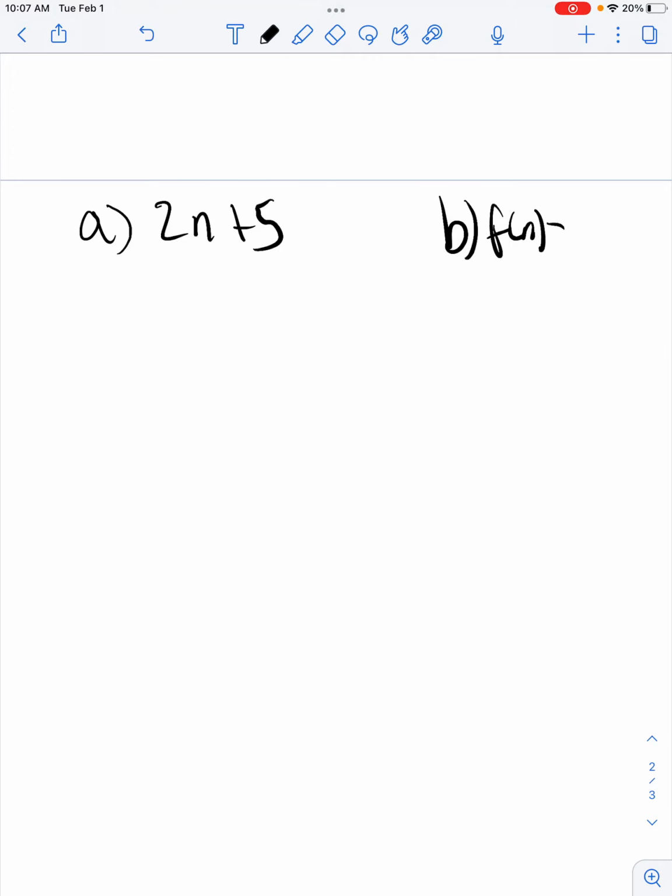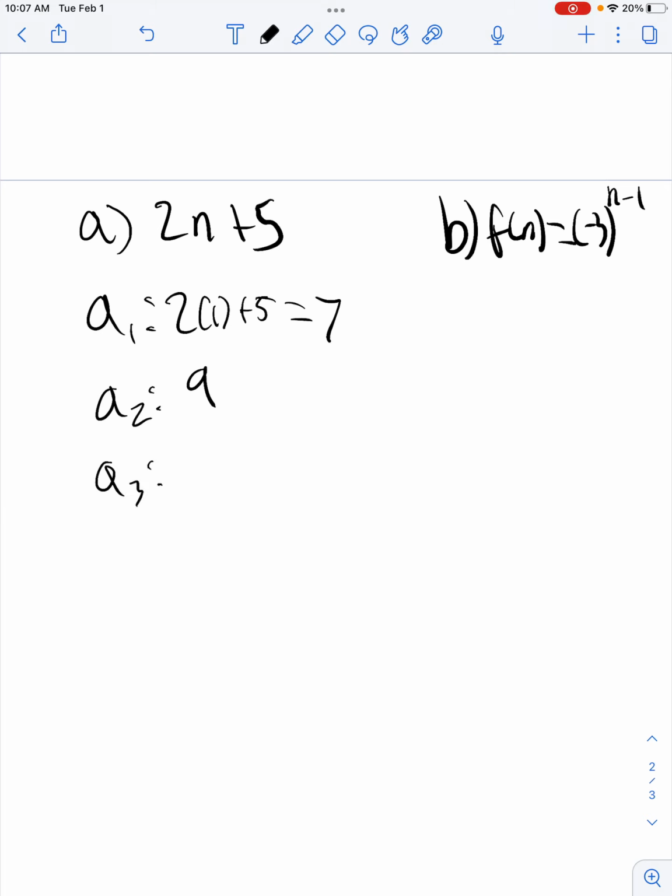So you may be asked to find the first terms of some sequences. Say we have the sequence 2n plus 5, or the sequence f of n equals negative 3 to the n minus 1. If I were to find my first term, a sub 1, I'm going to plug in a 1 every time I see an n. So 2 times 1 plus 5, that means my first term is 7. My second term, same deal, is 9, then 11, 13, 15, and 17.